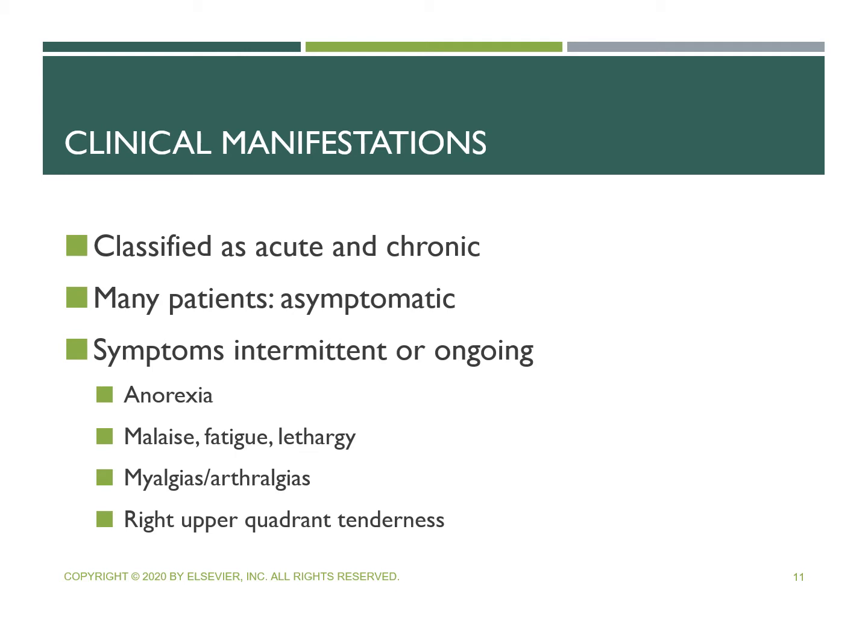Table 43-2 in your book looks at the manifestations of hepatitis, and it is acute versus chronic. So many patients, again, are asymptomatic. Symptoms that could occur here are listed: anorexia, malaise, fatigue, lethargy. Patients can also experience weakness, a lot of arthralgias, and right upper quadrant tenderness.